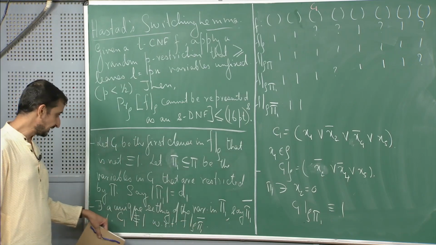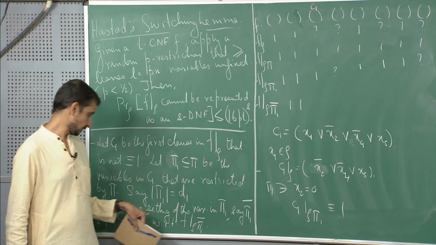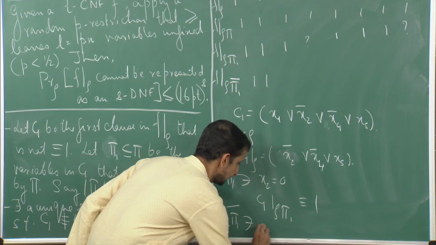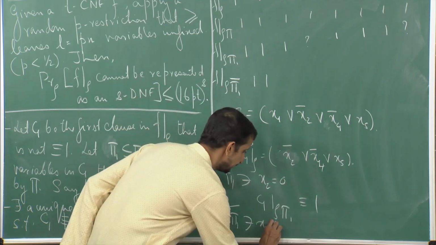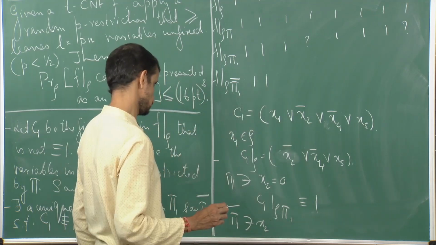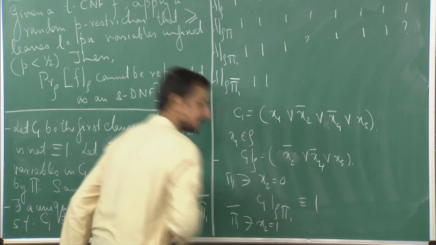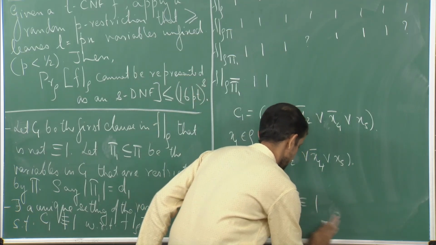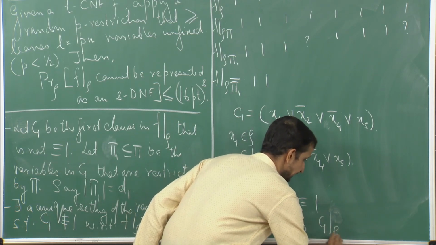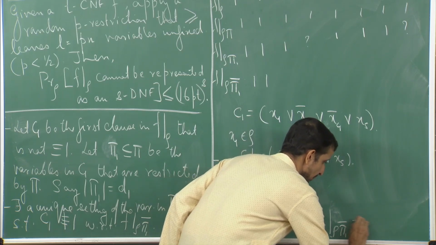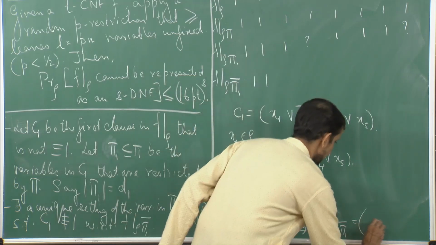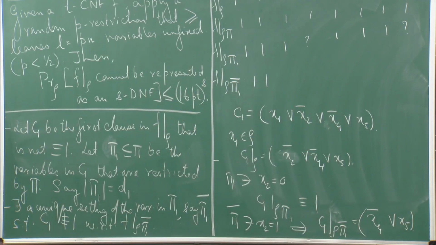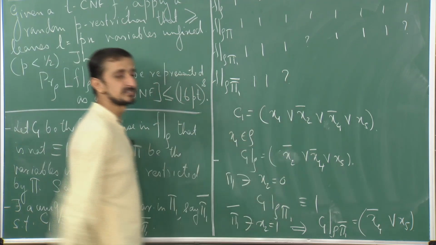Now, what I am doing is setting only the variable x2 in pi 1 bar. So in pi 1 bar I will have x2, and because this is in the negated form, I will keep it as 1. With this restriction, C1 restricted to rho pi 1 bar becomes: this becomes 0, so I have x4 bar or x5. It is not necessary that it will become 0, it just becomes a question mark.